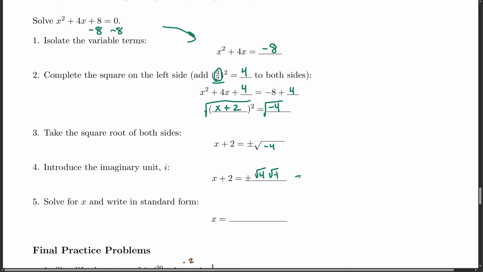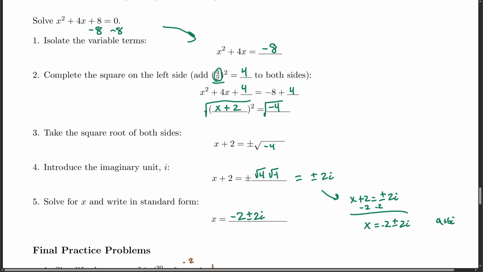All right, and that's going to give us plus minus 2i. So what we really have is x plus 2 equals plus minus 2i. Now we got to get x by itself by subtracting 2 from both sides. So x equals negative 2 plus minus 2i. And that is our final answer. It's in a plus bi form. So we just go ahead and write this down. x equals negative 2 plus minus 2i. And there you have it.